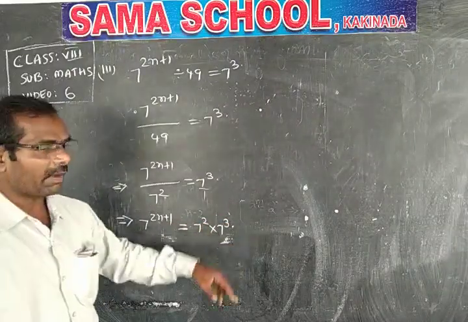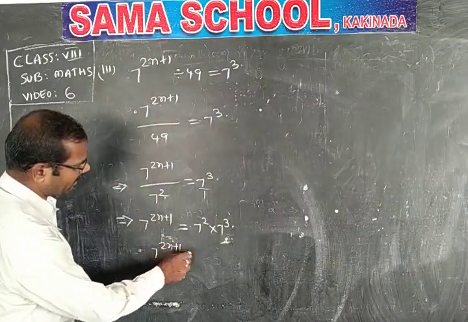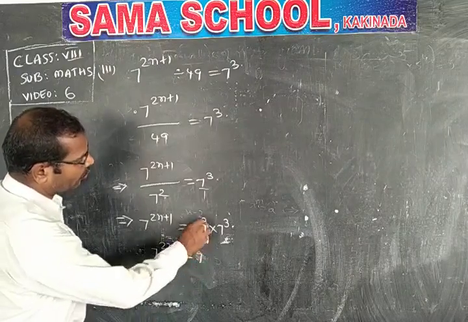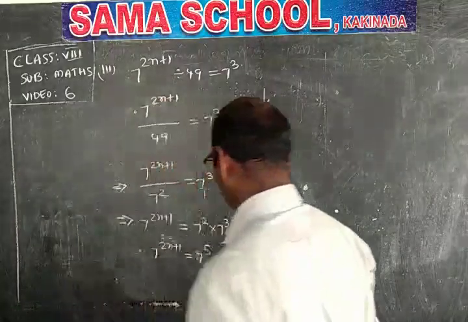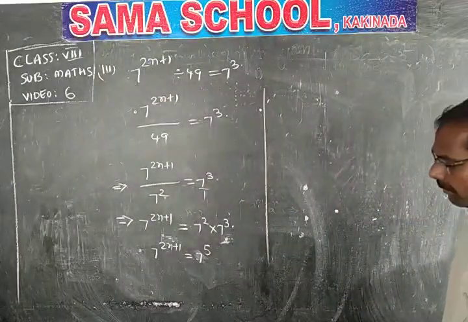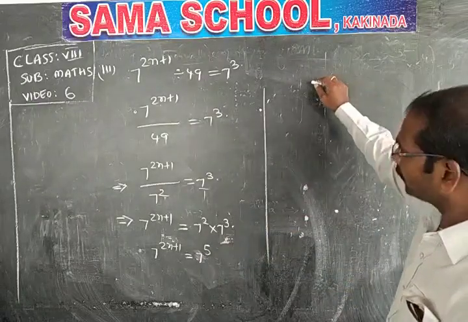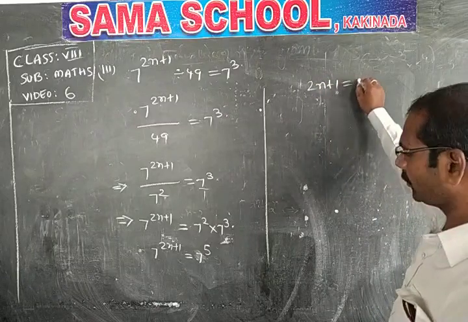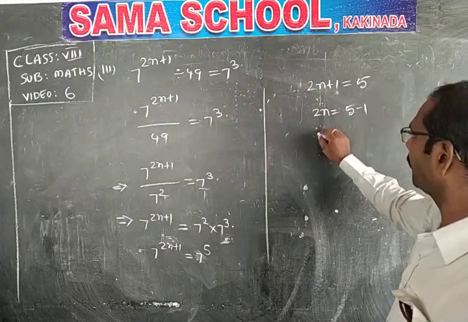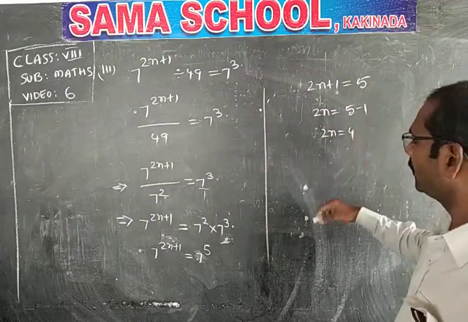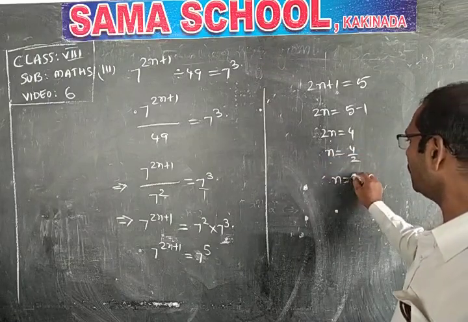Here when bases are equal, powers should be added. That means 7 power 2n plus 1 is equal to 7 power 2 plus 3, that is 5. In the next step, the same thing we applied previously, you have to apply here. When bases are equal, powers should be made equal. So 2n plus 1 is equal to 5. So 2n is equal to 5 minus 1. Therefore 2n is equal to 4. When 2 is multiplying, when it comes to this side, it is divided. Therefore n is equal to 2.